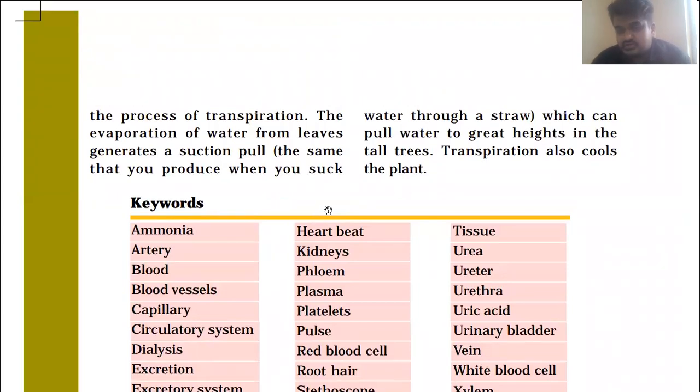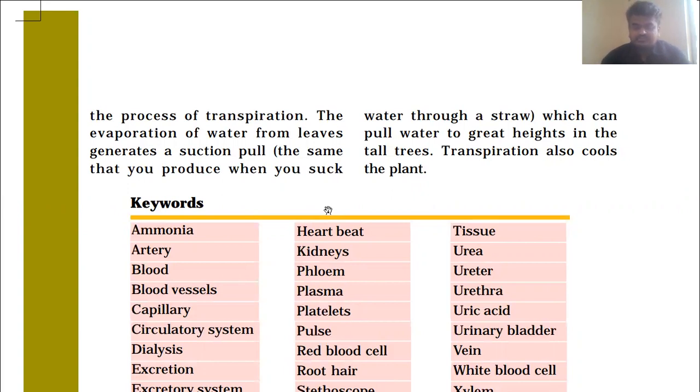which can pull water to great heights in tall trees. You can take the example of a coconut tree also. It is very tall, we can say, this type of tree. So this is the reason. Now, one more thing given here is that transpiration also cools the plant. With the help of transpiration, the plant is being cooled.